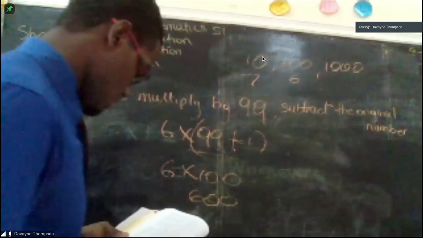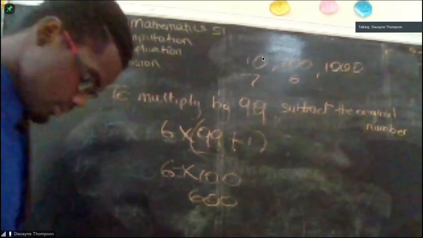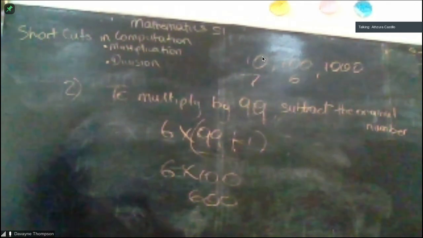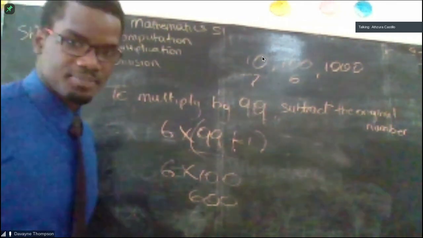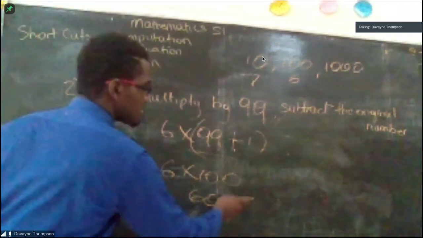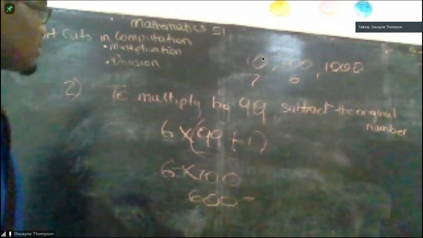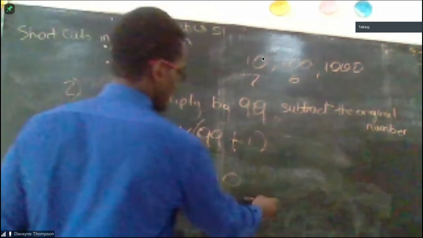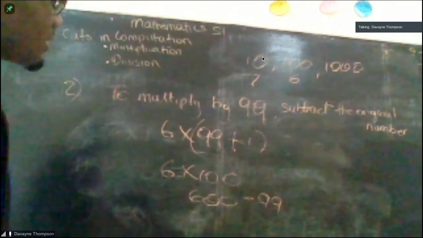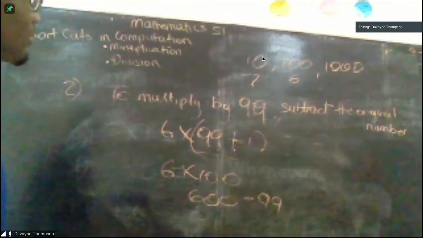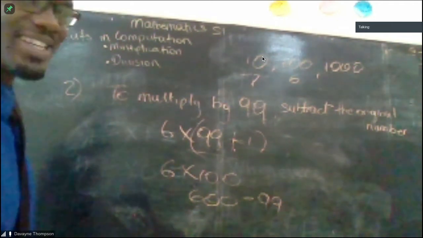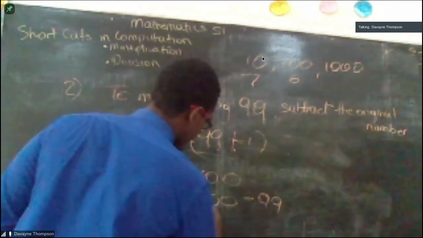Right. So in this case, can you put that for me? That's what I used to do when I didn't know the answer to something. I just multiplied by an easier number and then take away the number I was supposed to multiply. Exactly. So what would you subtract from 600 to get back the actual answer? 99. And what's the answer? 600 minus 99 gives you? 501. Nice. Yeah, 501.